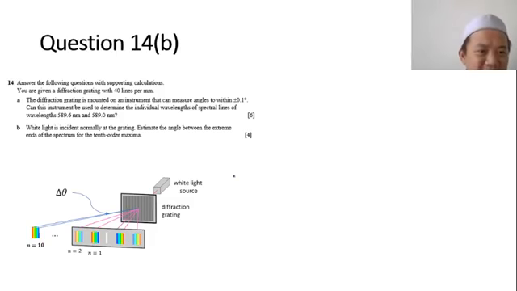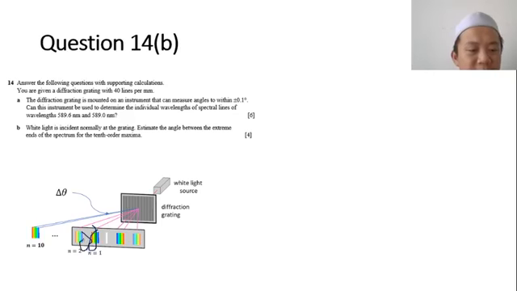14B. This is a picture that's easier to look at. So it says white light is incident normally at the grating. Estimate the angle between the extreme ends of the spectrum for the 10th order maxima. We take the 10th order maxima there. So this is actually what the picture looks like. It will diffract, so there will be spectral lines here. So this is one spectral line, this is another spectral line.